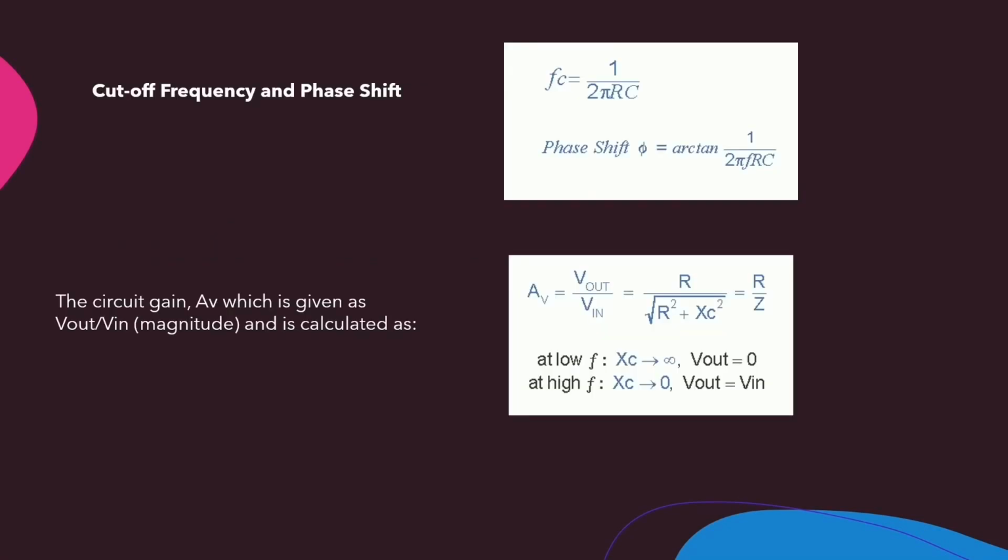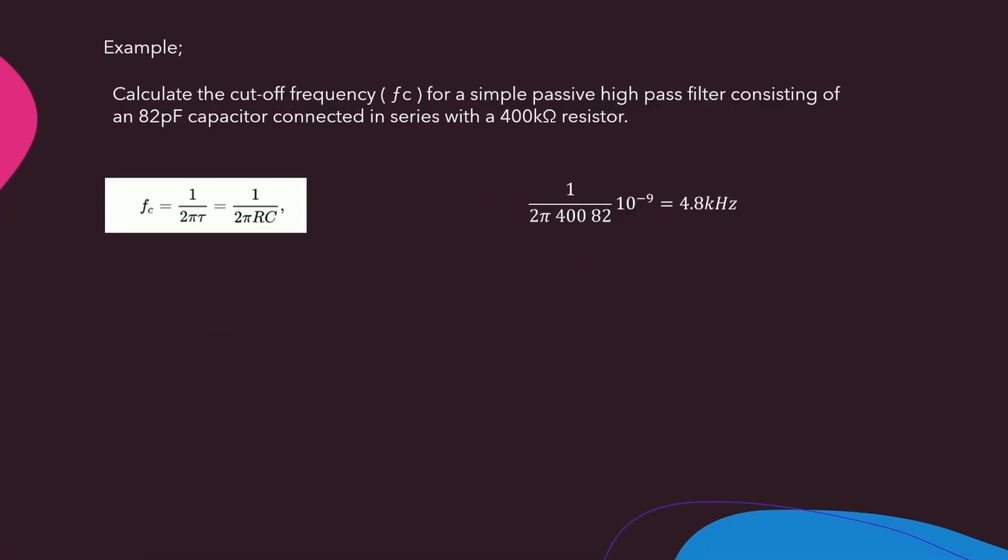The phase shift is the arctangent of 1 over 2 pi fRC, and the gain is V output over V input. As we can see here, at low frequencies, the XC goes to infinity, so the output is 0. And at high frequencies, the reactance is 0, so the output is equal to the input. Here's a really quick example of finding the cutoff frequency. Taking these values and plugging them into 1 over 2 pi RC, we get 2.8 kilohertz.